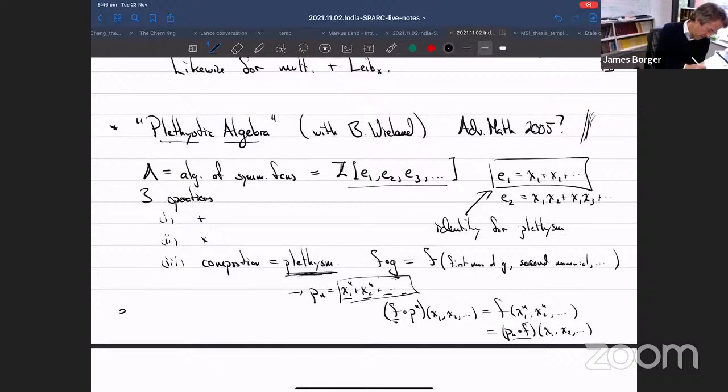But E2 composed with E2 will be some kind of slightly hard thing. It's equivalent to asking if you take the second exterior power of the second exterior power of a vector space, how do you express that as a polynomial in just the simple exterior powers of the vector space? So it's the same thing.